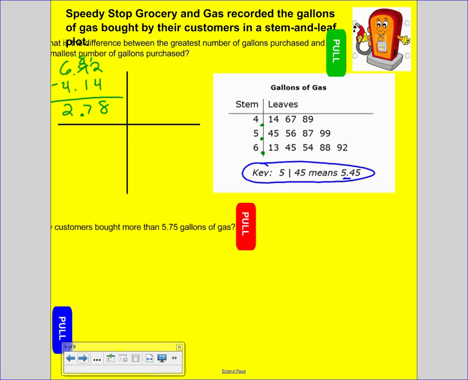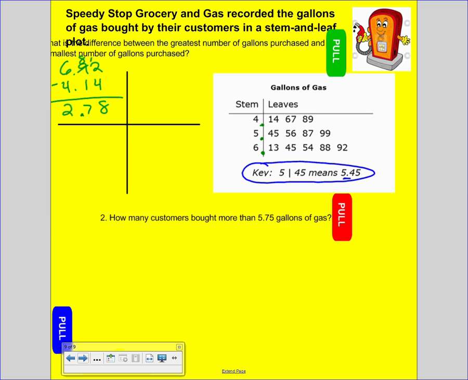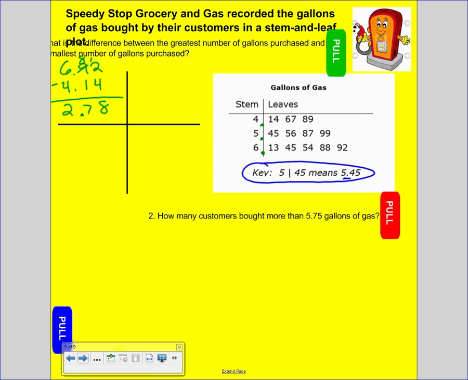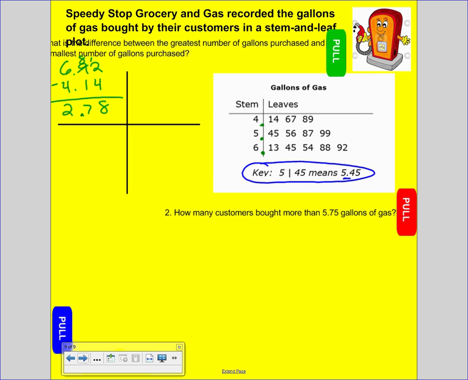Let's look at this red one. Put it all the way out to there. How many customers bought more than 5 and 75 hundredths gallons of gas? So 5 and 75 hundredths is going to be right here. So that's 1, 2, 3, 4, 5, 6, 7. Oh, just realized I should use red for that.